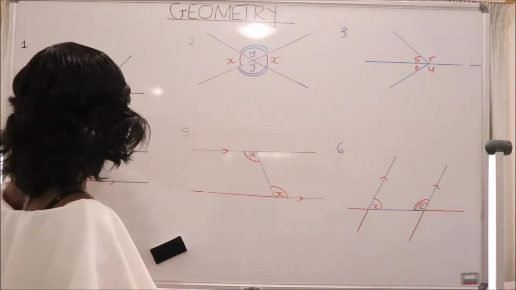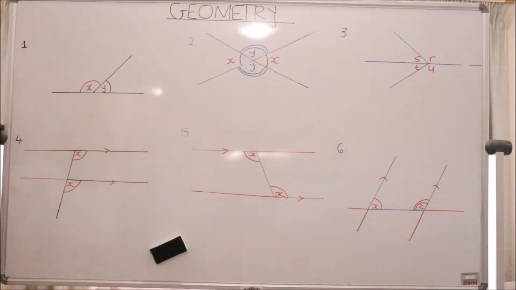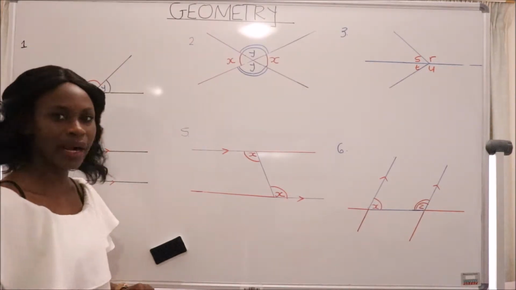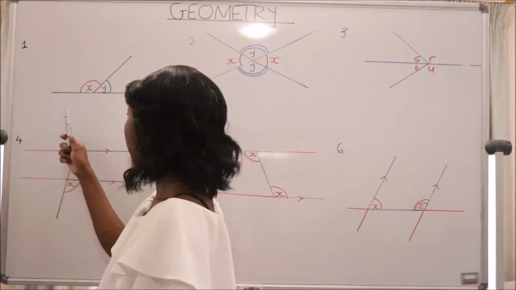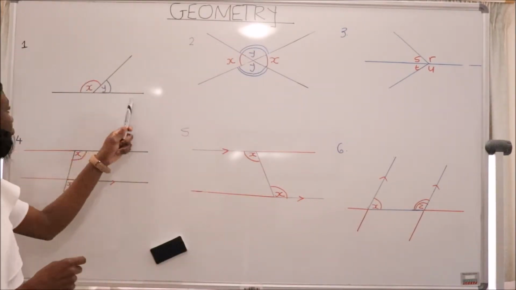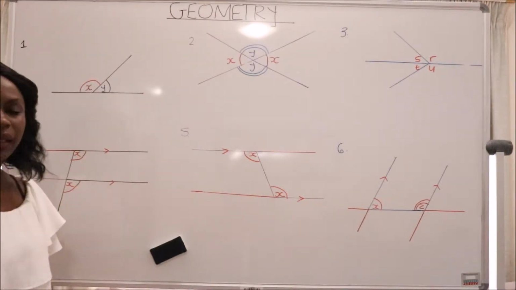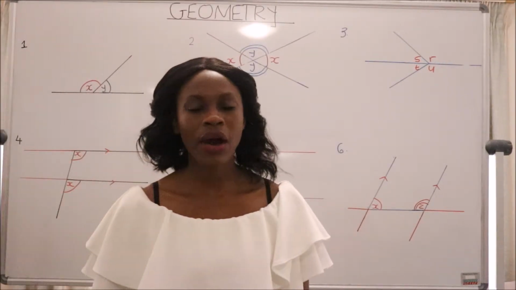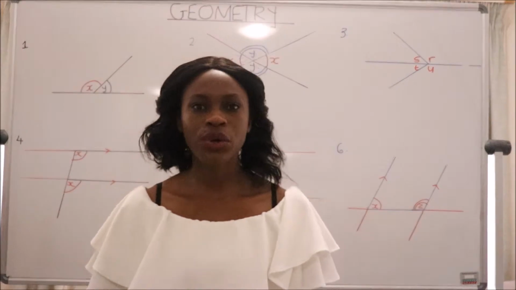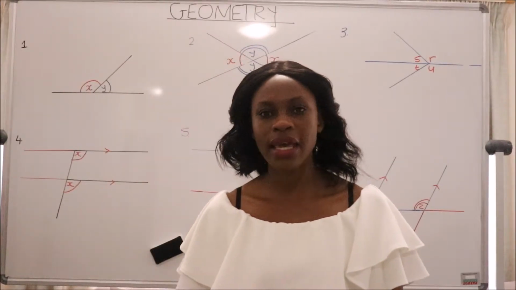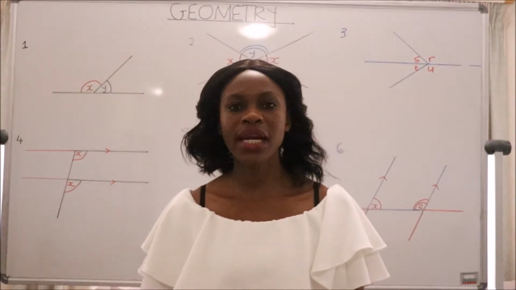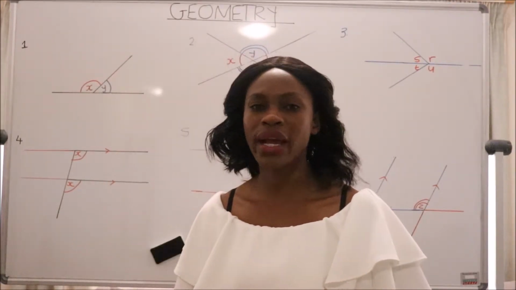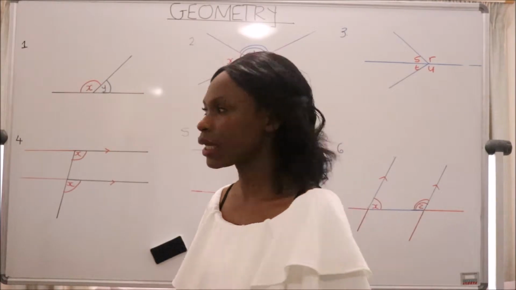So the first one here, you can see that we have the angle of x and also the angle of y. These two angles, when they are together, are called adjacent angles, and they are on a straight line, which is this line here. So this angle and this angle are adjacent to each other. According to geometry, when two angles are adjacent to each other and they are on a straight line, they are called supplementary angles. Supplementary angles mean that when we add the two angles, they must give us a sum of 180.